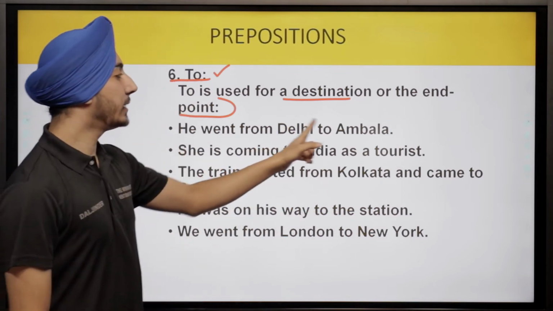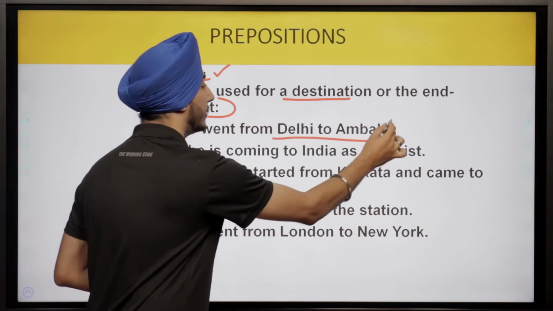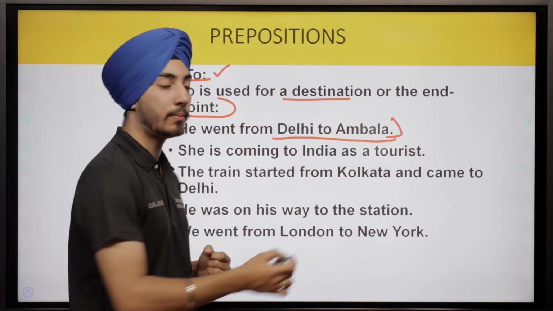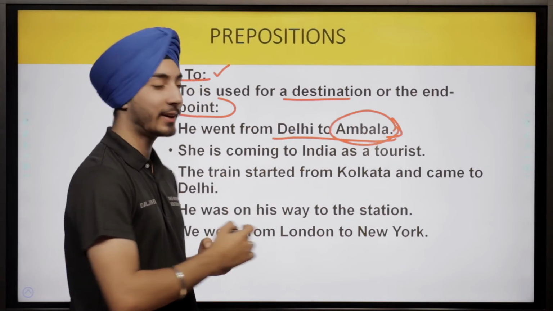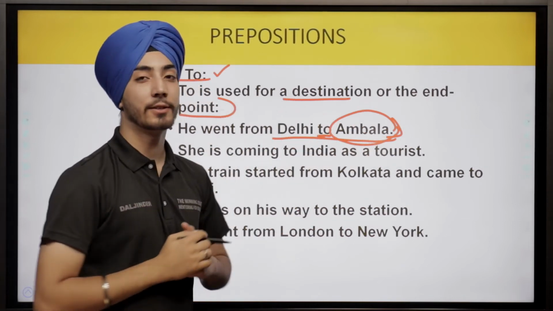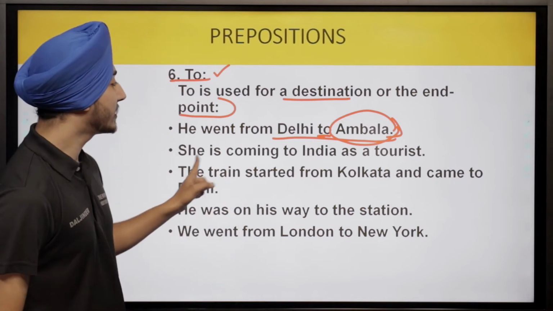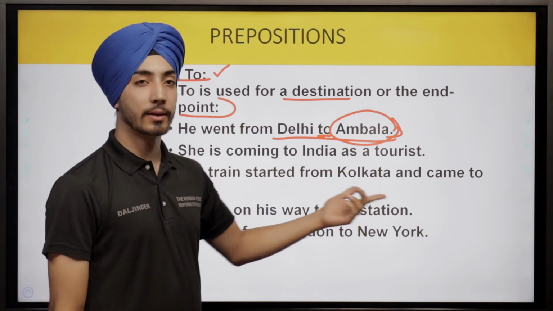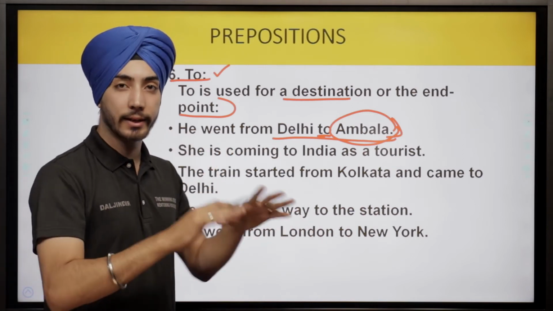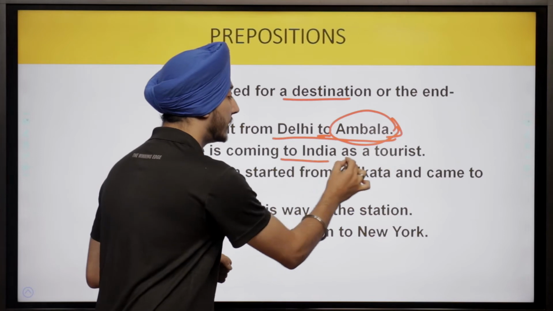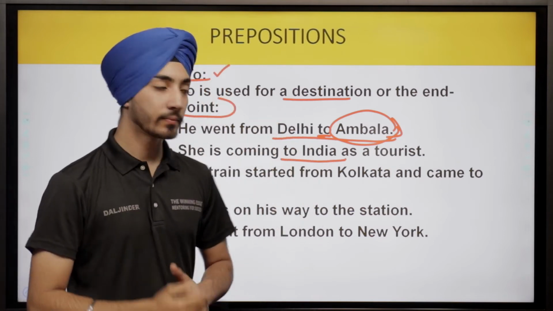He went from Delhi to Ambala. Now, what is the example given here? He went from Delhi toward Ambala. So Ambala is your final destination, right? So here we are using the preposition to. The next one, she is coming to India as a tourist. Now where is her destination? From where? We don't know from where she is coming, but she is coming to India. India is the destination, right? So with India we are using the preposition to.